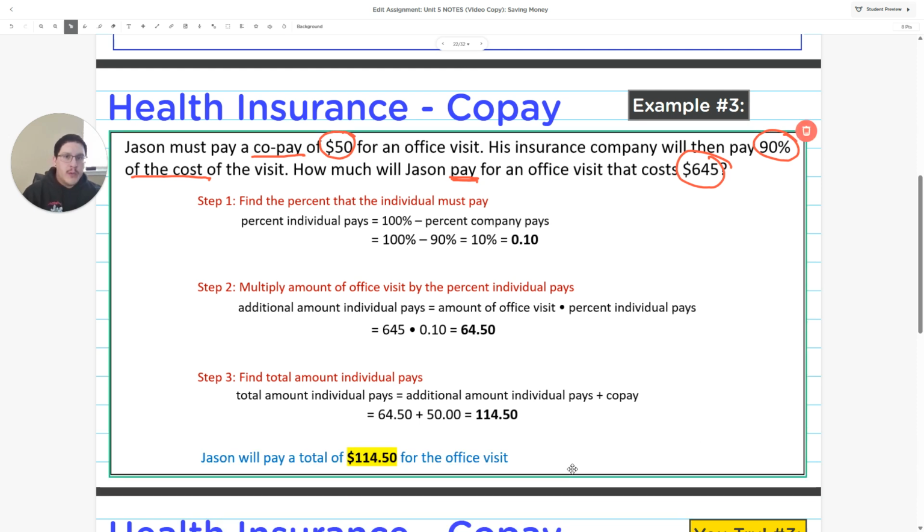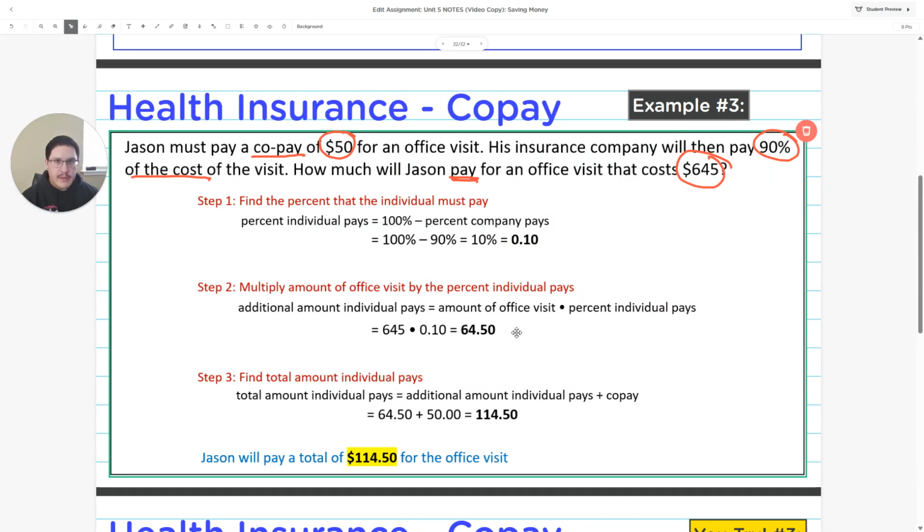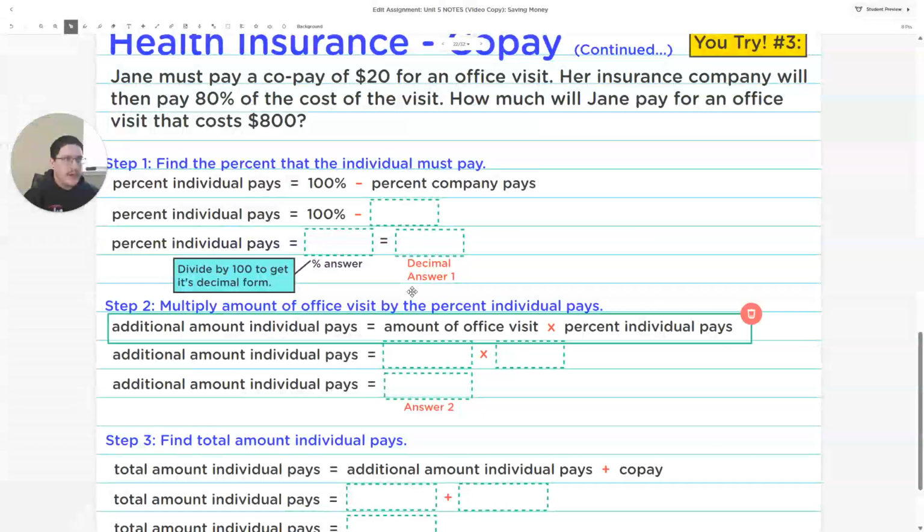Now, if he were to have done this with a deductible, for example, a $250 deductible, he would have to pay $250 and then take 10% of it. Copay, we're just doing a flat fee, and then 10% of whatever the value is. Okay, so that's how copay and deductibles are different. And that's it for example number 3. Let's move on to the you try now.